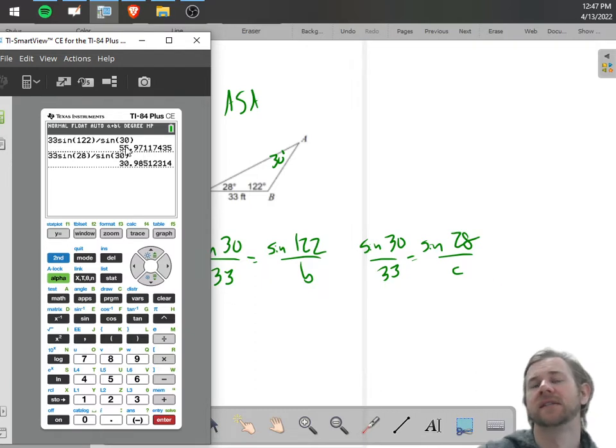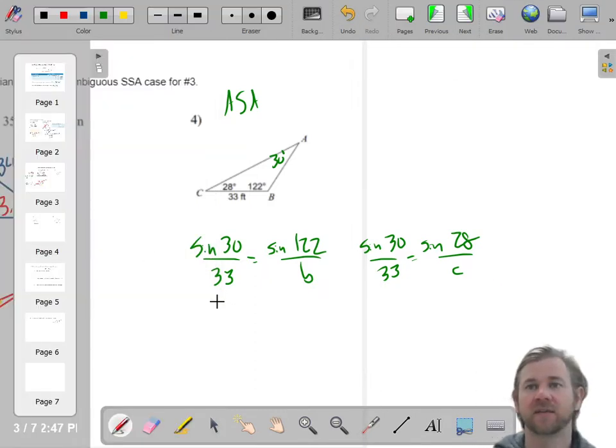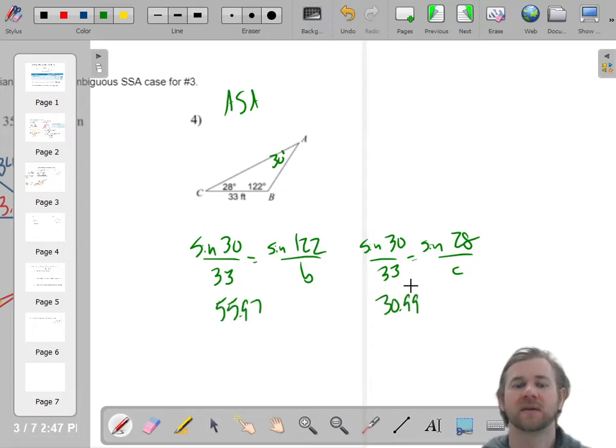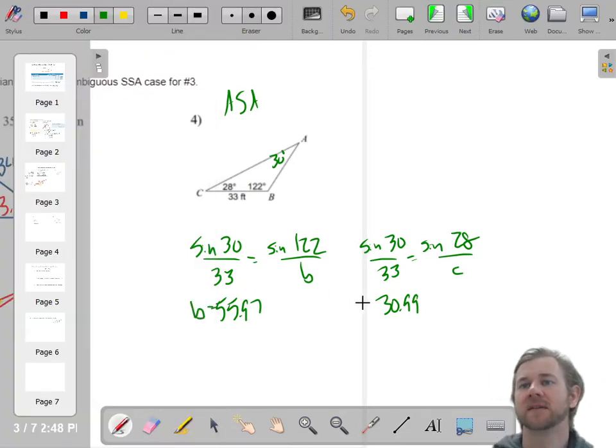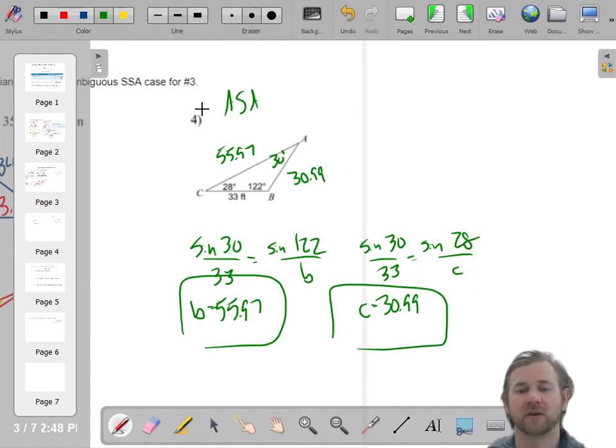So 55.97 and 30.99. Is that right? 30.99. Yeah, okay. So this is little b, and this is little c. Let's label that, see if that makes sense. 30.99, 55.97. Across from 28, smallest angle, smallest side. Across from 30, smallest or middle. Good, awesome, great. Once you have two of the angles, law of sines should be pretty smooth. Let's do a few more.